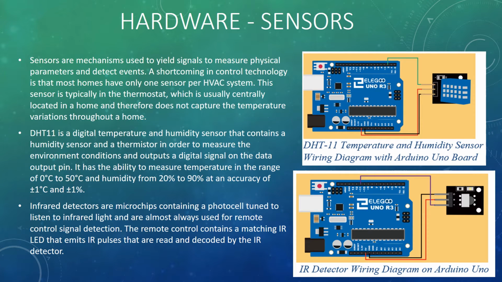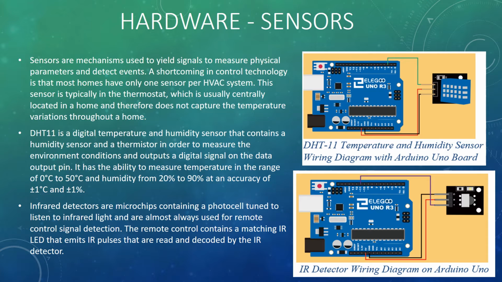Sensors are mechanisms used to yield signals to measure physical parameters and detect events. A shortcoming in control technology is that most homes have only one sensor per HVAC system. This sensor is typically in the thermostat, which is usually centrally located in a home and therefore does not capture the temperature variations throughout the home.